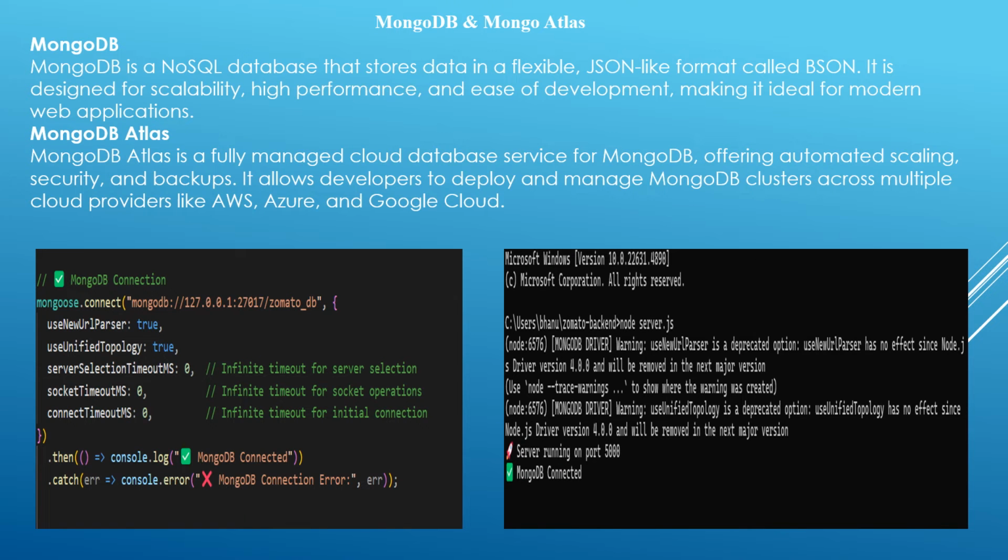Let us move on to MongoDB and MongoDB Atlas. So MongoDB is a NoSQL database that stores the data in a flexible JSON-like format. It is designed for scalability, high performance, and ease of development, and it is commonly used in modern web applications. Now coming to MongoDB Atlas. It is a fully managed cloud database service for MongoDB. It provides automated scaling, security, and backups, and it allows developers to deploy and manage databases across AWS, Azure, and Google Cloud.